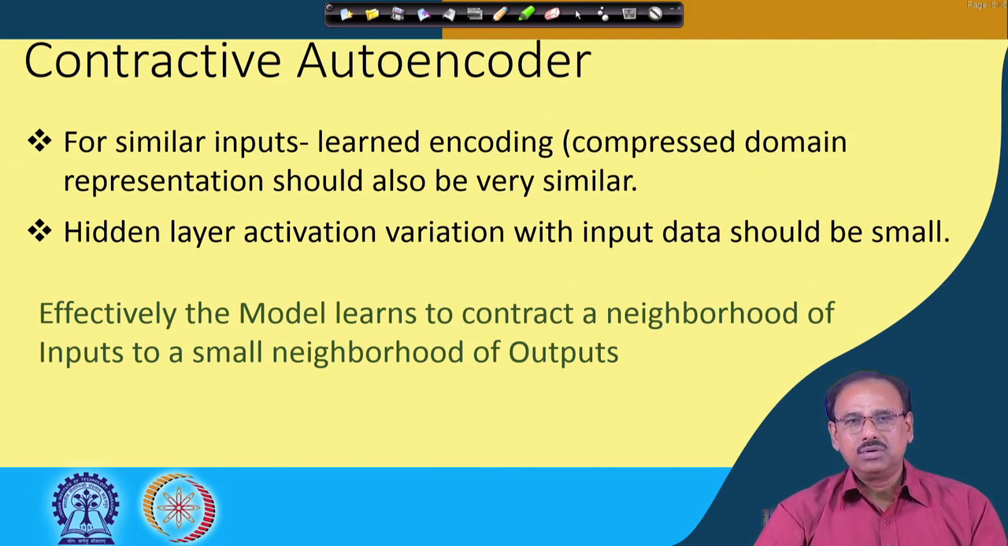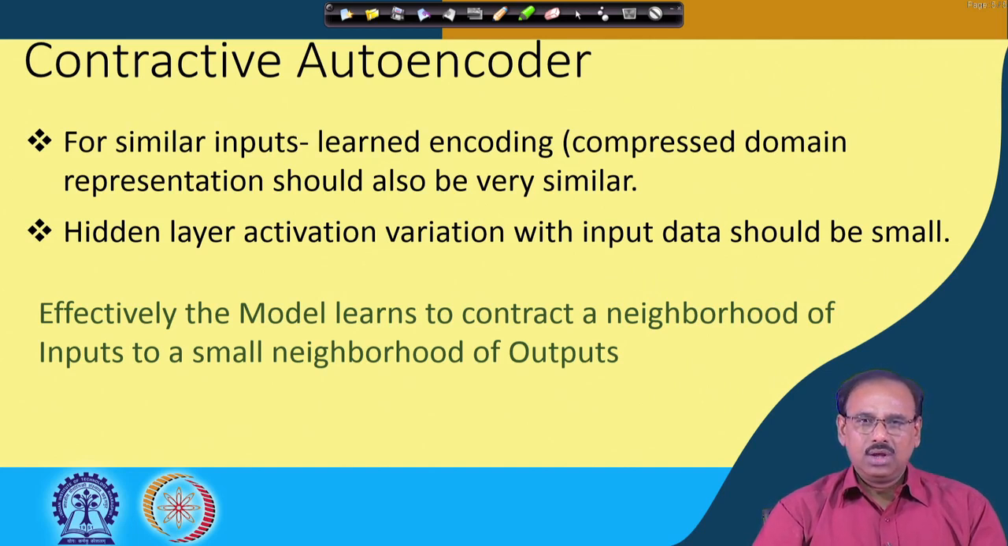So, in order to do this, what I have to impose is that the variation of the activations of the nodes in the hidden layer, with respect to input data, should be small. That is, given two input data, if they are similar, there may be slight variation, but the activations in the hidden layer should also be very, very similar.